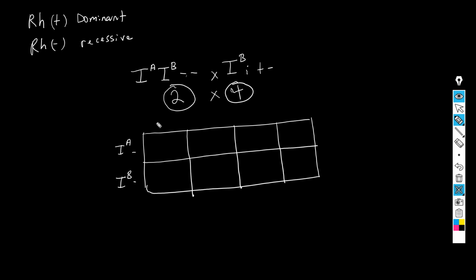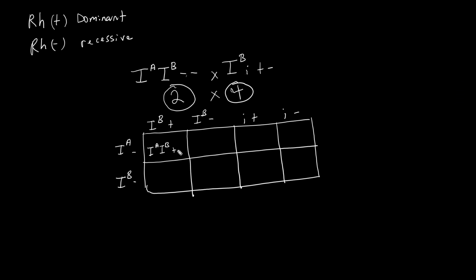Across the top here, I'm going to put the 4 possibilities that my second parent can have. One of those would be IB positive, another would be IB negative, another would be little i positive, and then last but not least, little i negative. Same rules apply. Whatever's on the top drops down. Whatever's on the left moves over.